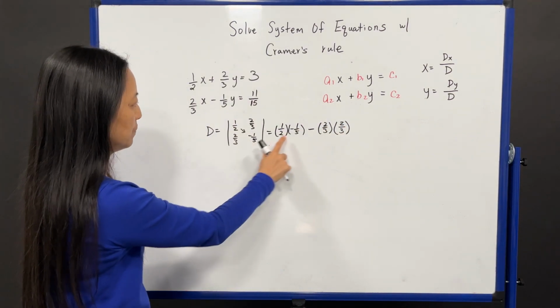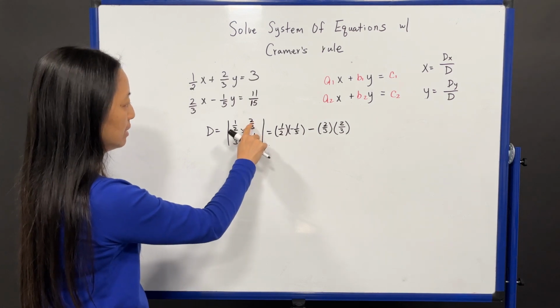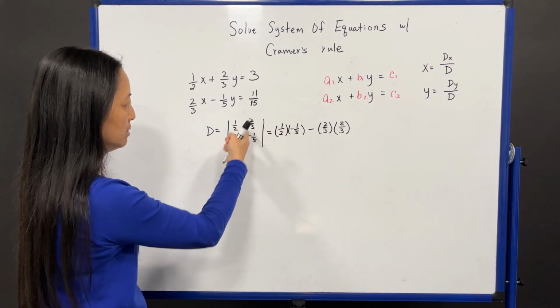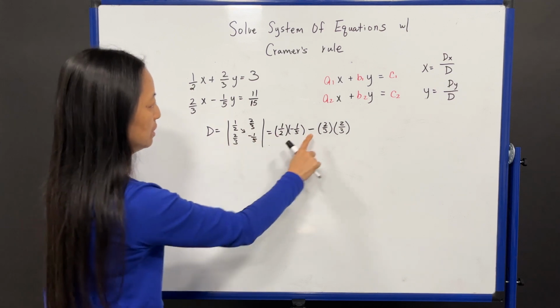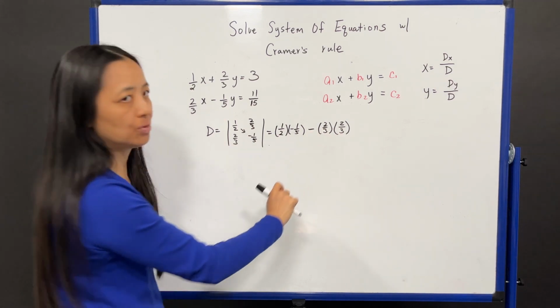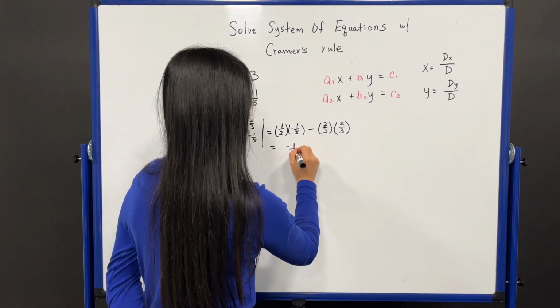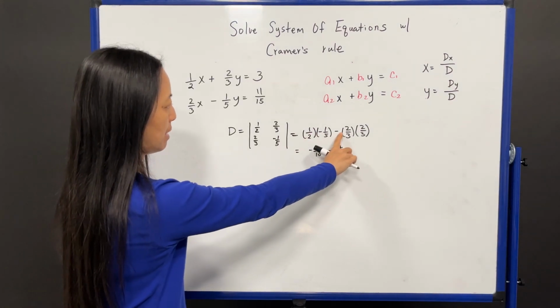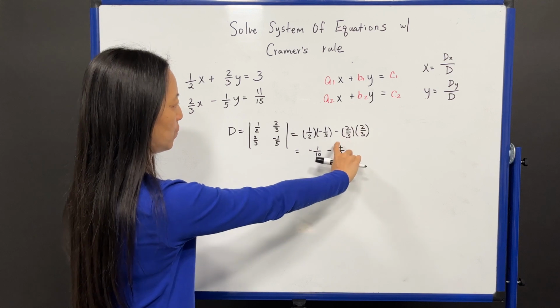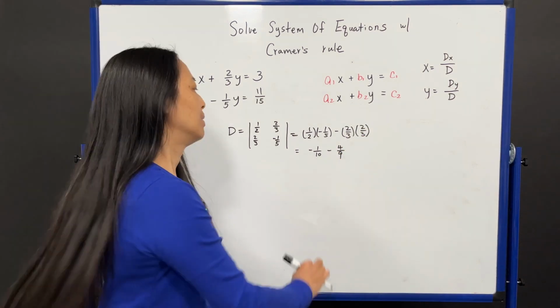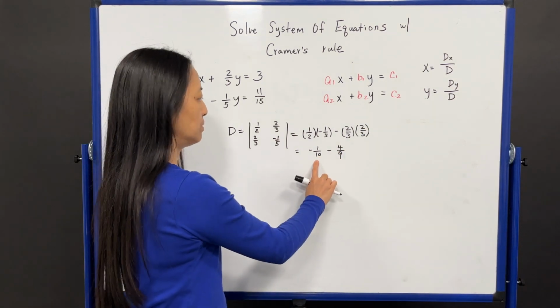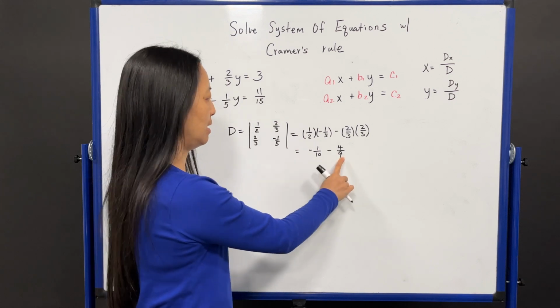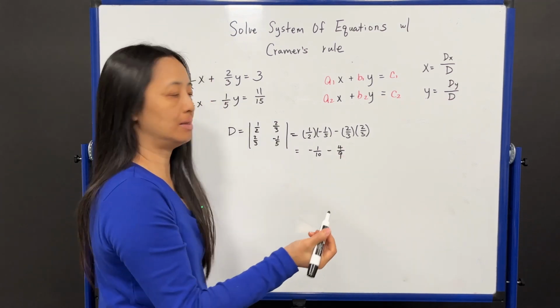1/2 times negative 1/5. And we take our second number, 2/3, and multiply diagonally. So minus 2/3 times 2/3. And we get negative 1 over 10 minus 2 times 2, which is 4, over 3 times 3, which is 9.